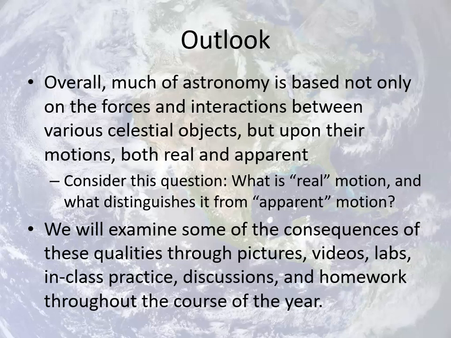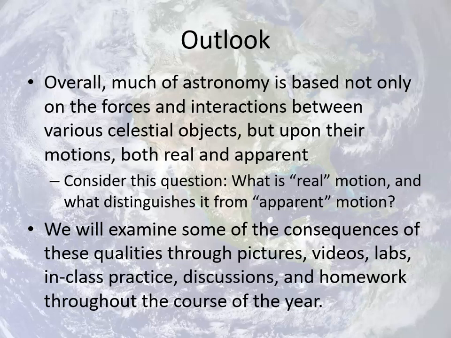Now, we are going to, of course, examine a number of theories throughout this course. Good theories that at least seek to explain why the universe is the way it is. And in a lot of these cases, we will simply be explaining facts that some people might think of as theories, but are actually facts really when you come down to it. And the theories that represent them are more theories about explaining why those facts are the way they are. So much of astronomy is based not only on the forces and interactions between celestial objects, but also upon their motions, both real and apparent.